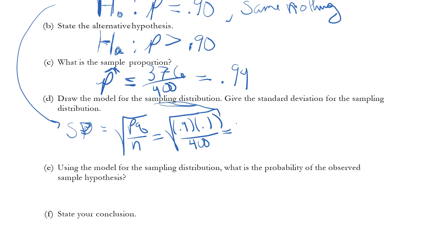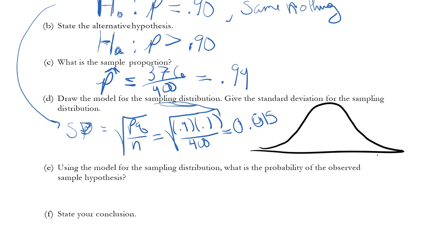When you do that, you get 0.015. Usually these numbers are not that nice. That one's kind of pretty. And now I'm going to draw my distribution. I'm only going to draw it in one direction because I don't need both directions. I just need to know where 0.94 lands. So the center of this is going to be 0.9. I go up one standard deviation, which is 0.915. I'm just adding standard deviations to get these next ones. Add it again to get 0.93. Add it again to get 0.945.